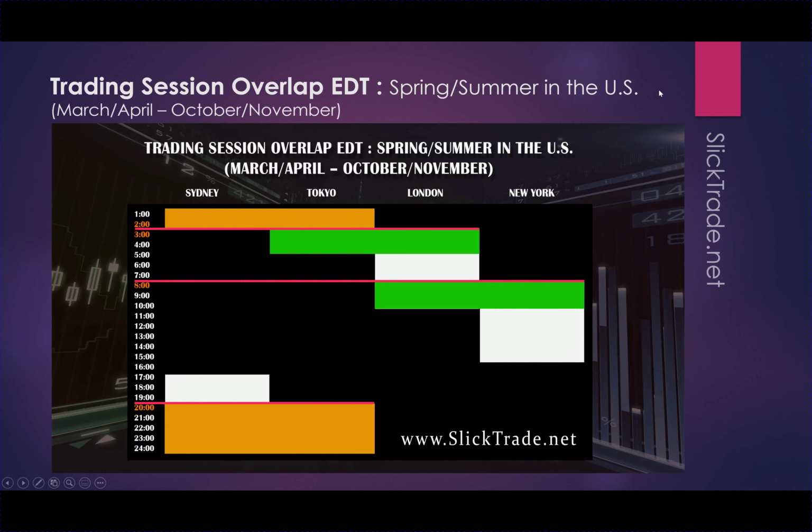So I talked about just a brief intro to trading session overlap in my previous presentation. So for EDT, or the spring and summer, March, April to October, November, this is what we're looking at. These white areas are the times that you're not going to see, or more than likely will not see, much movement. Please note that news will always affect any time in the market, okay?